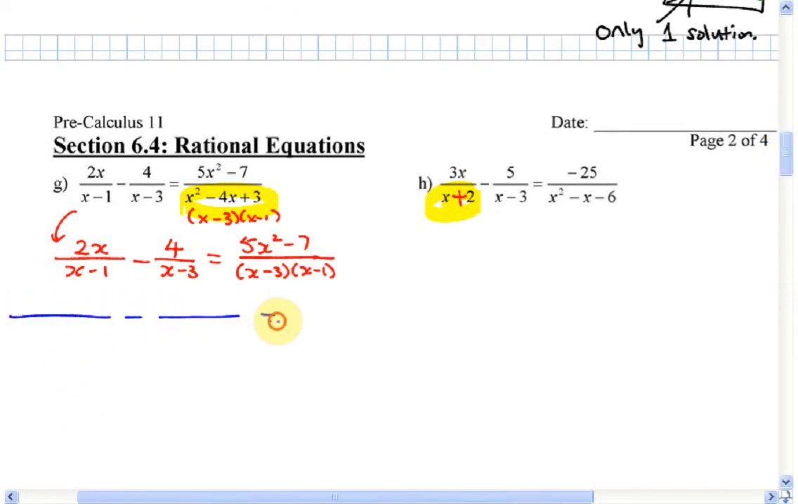Anyone have a suggestion for me? X minus 3, x minus 1. Yeah, just x minus 3, x minus 1. Okay. Go ahead now, please, and I'm going to let you try to solve this on your own.